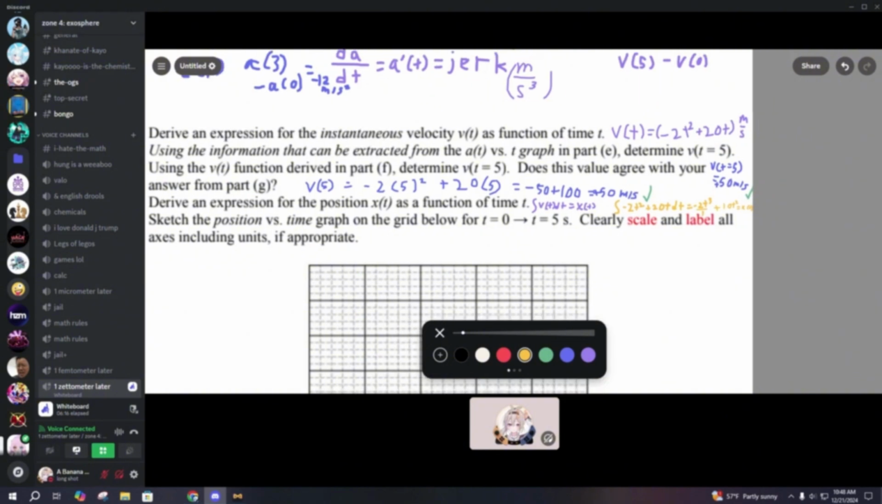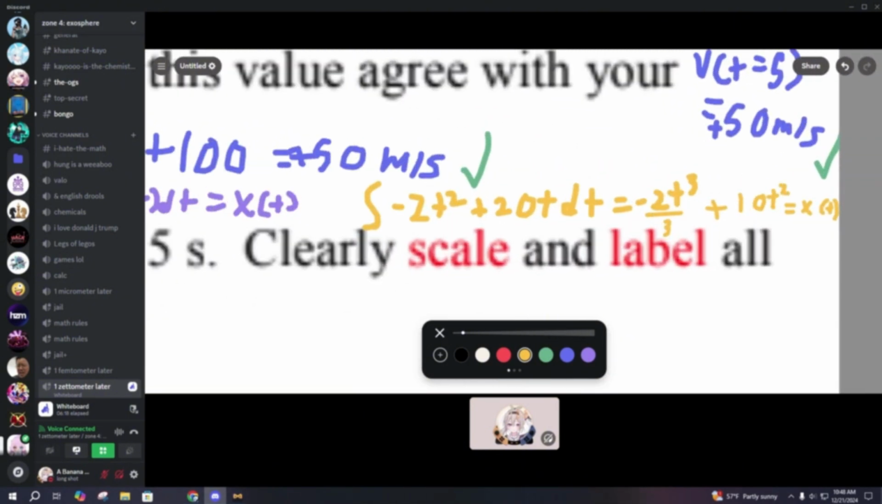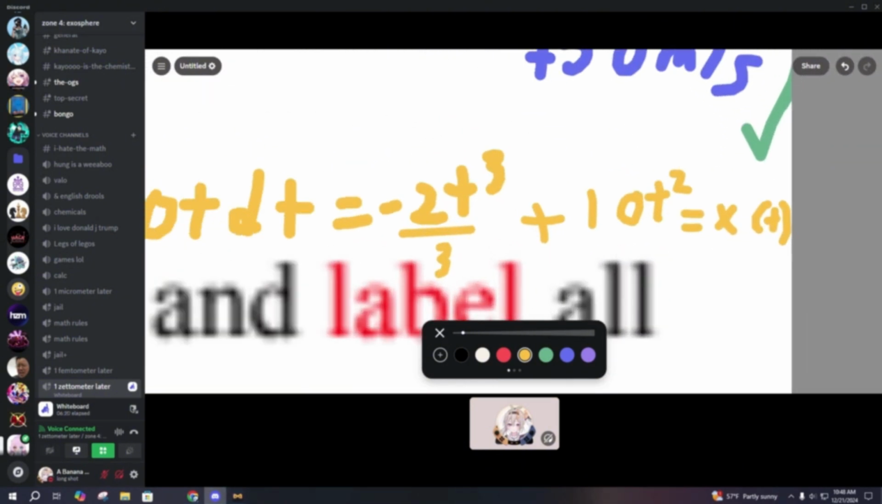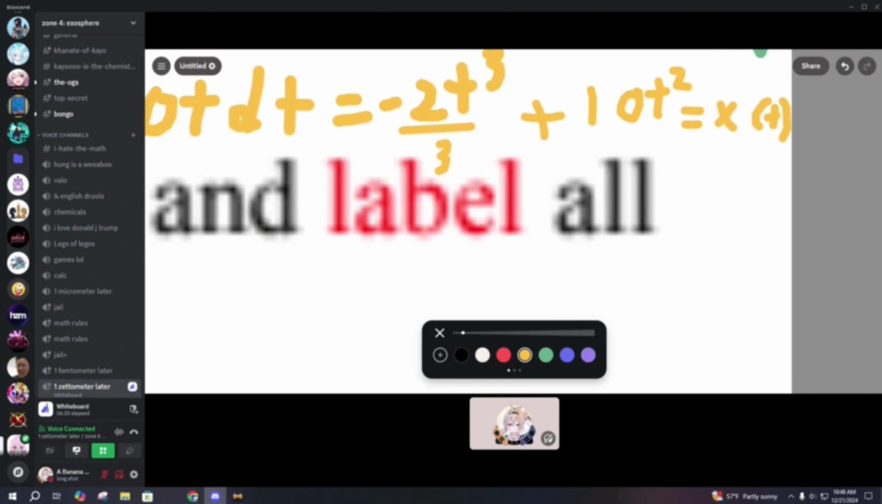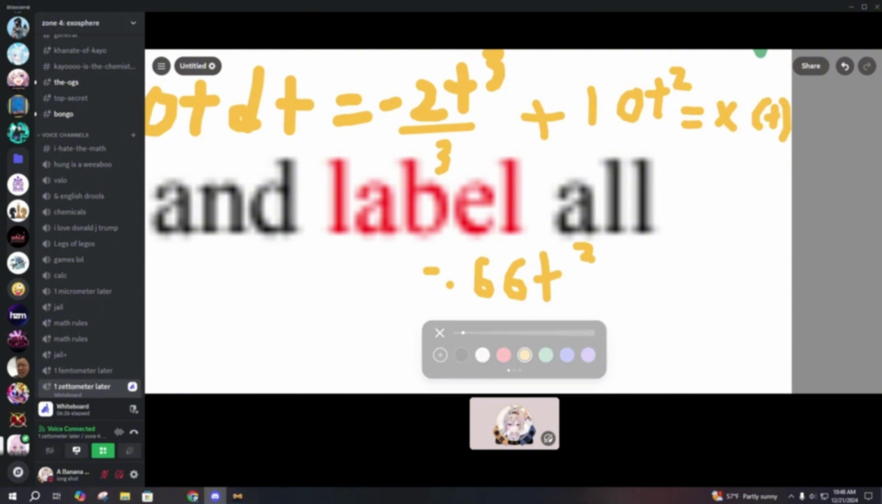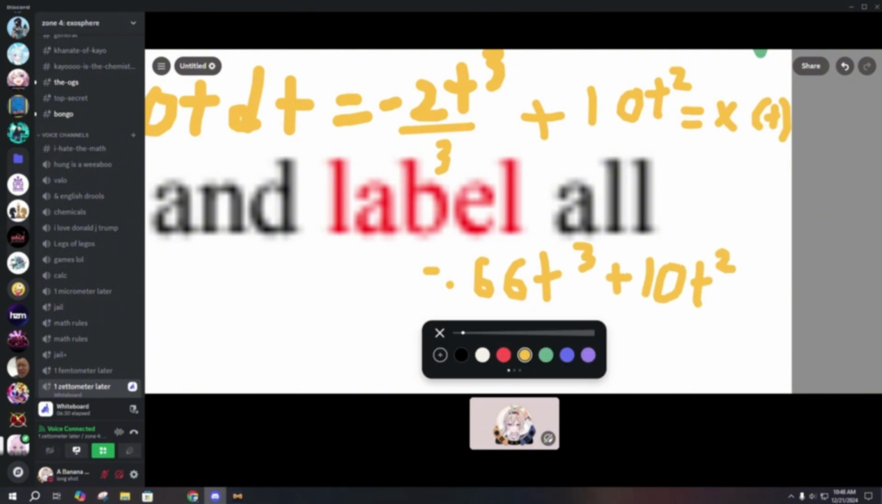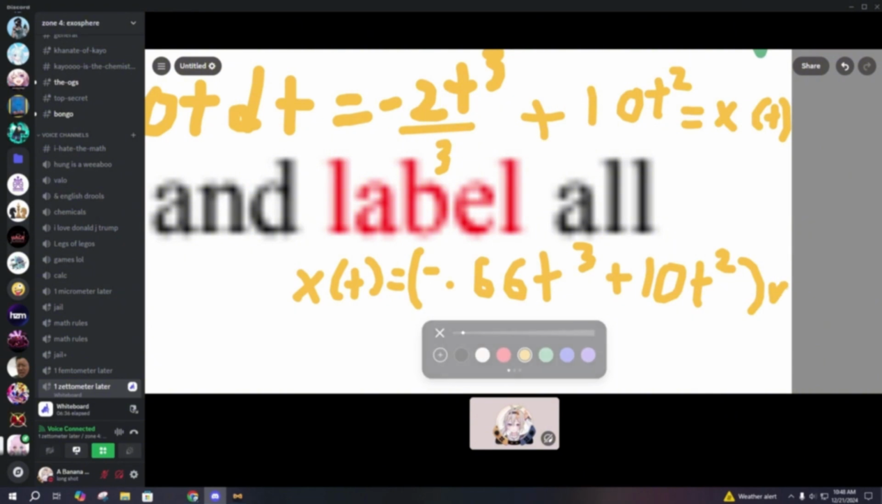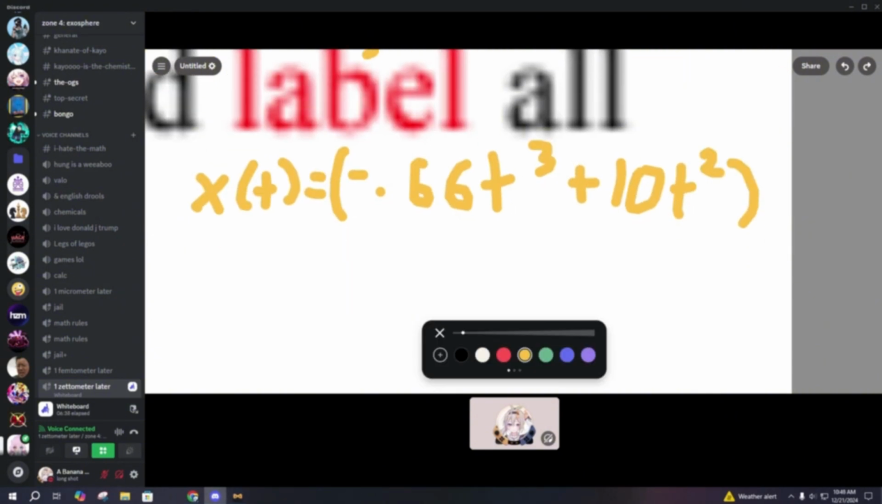And yeah, position as a function of time. And let's simplify negative 2 over 3 to be just negative 0.66. And this is in meters.